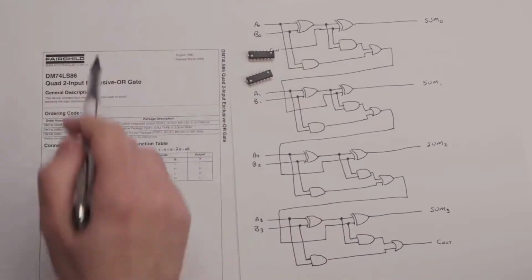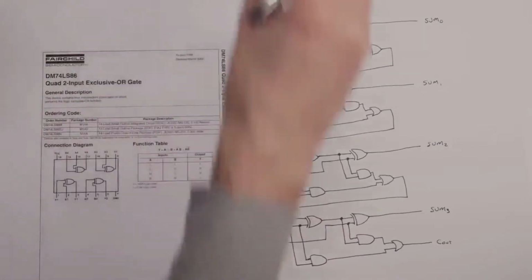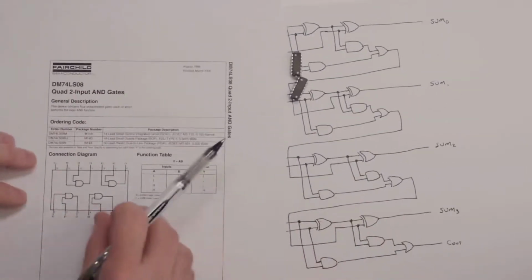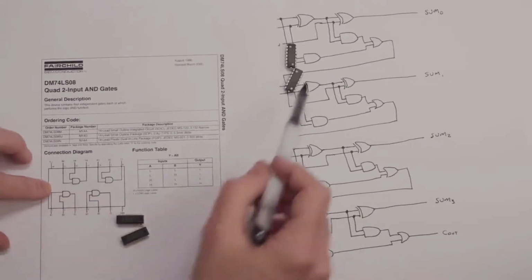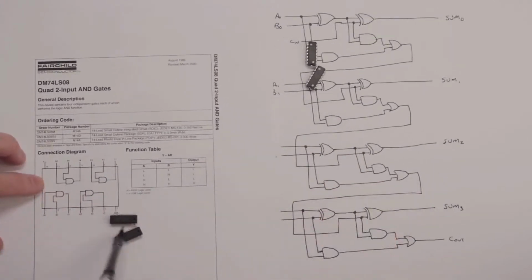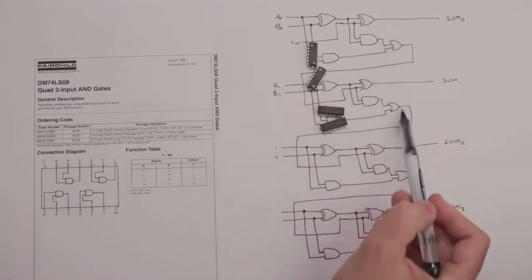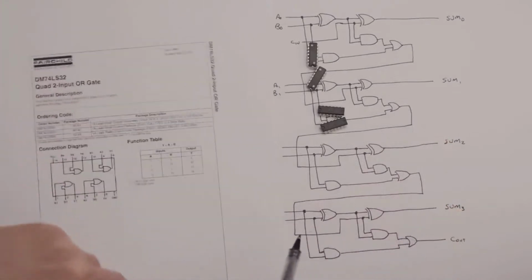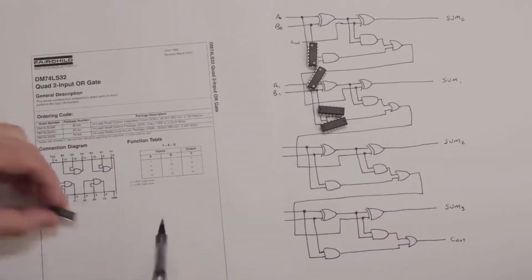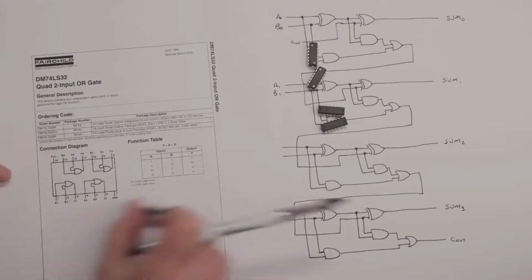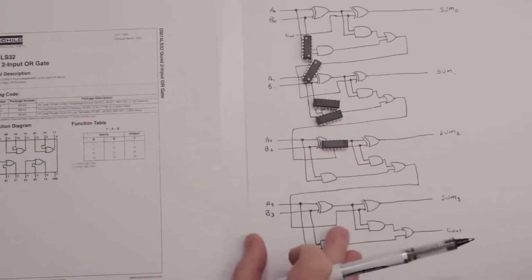So we have 2 of these chips. Each one has 4. We also need some AND gates. There's another chip that has AND gates. We need 8 of those. Each of these chips has 4 AND gates, as you can see on the data sheet. So we got those. We also need some OR gates here. We just need 4 of those. So there's another chip that has 4 OR gates. So we got that.